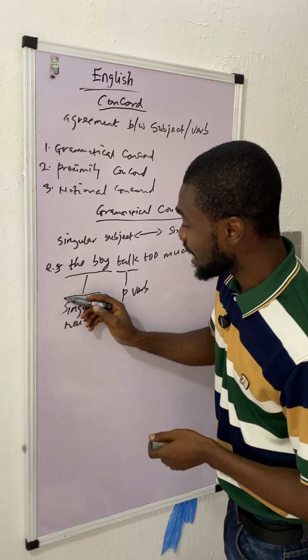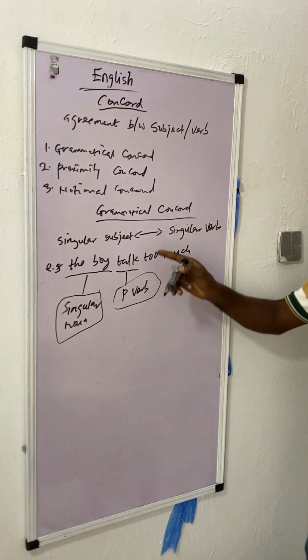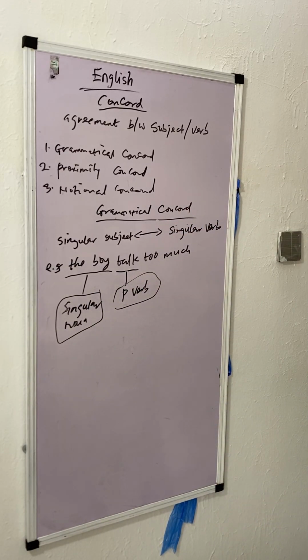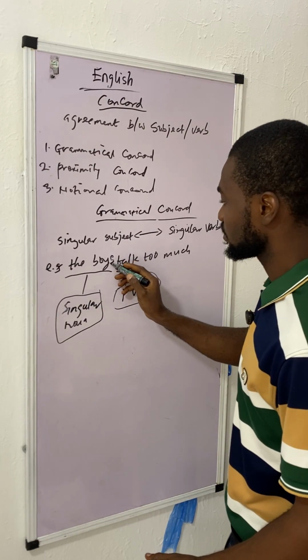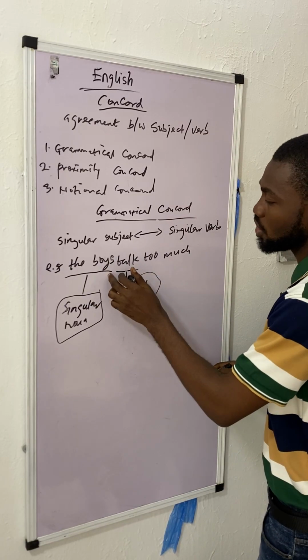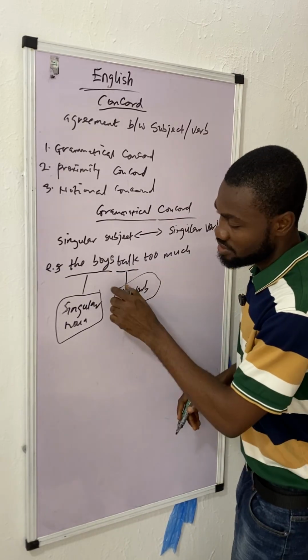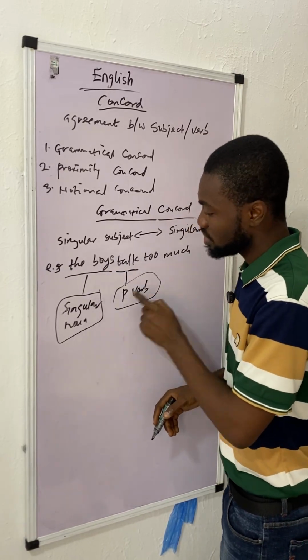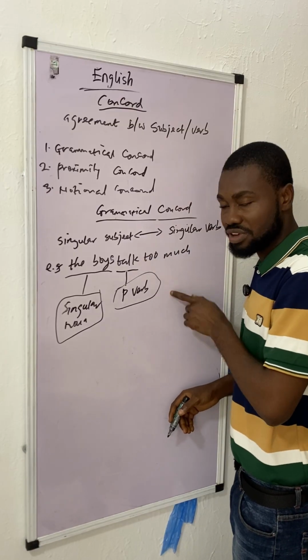So does this obey the rule of concord? This one we have a singular noun here. Here we have a plural noun. Does it obey the rule of grammatical concord? No. So what do we do? We either put s here and leave it like this. The boys talk too much is correct, because boys now will not be a plural noun and talks now will not be a plural verb.